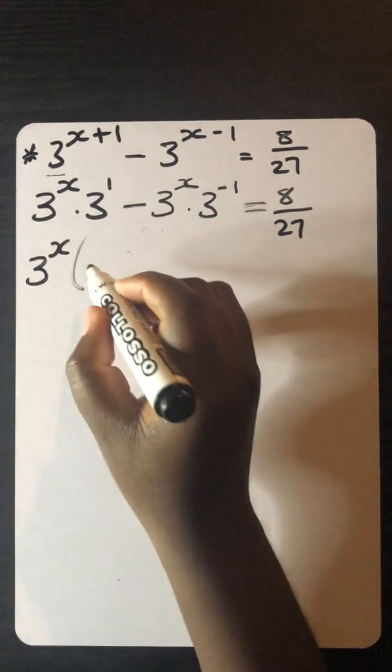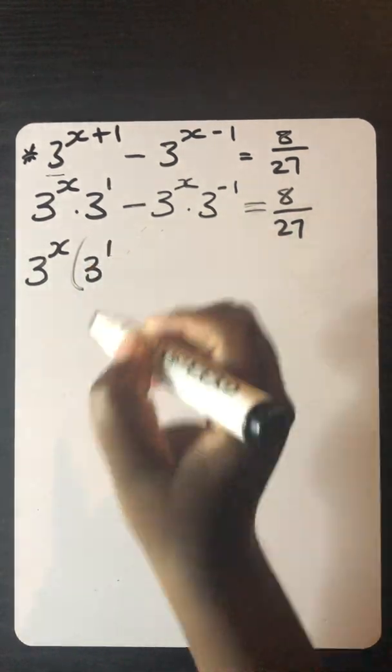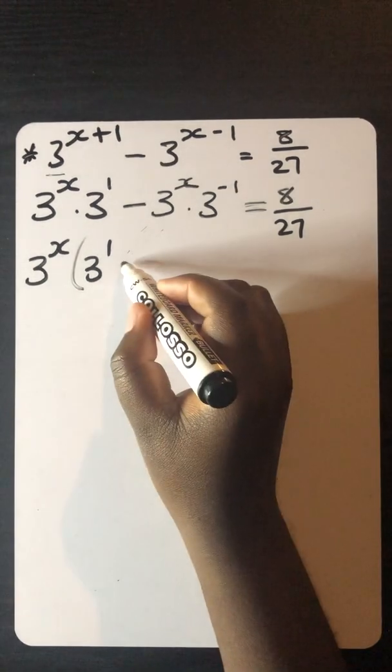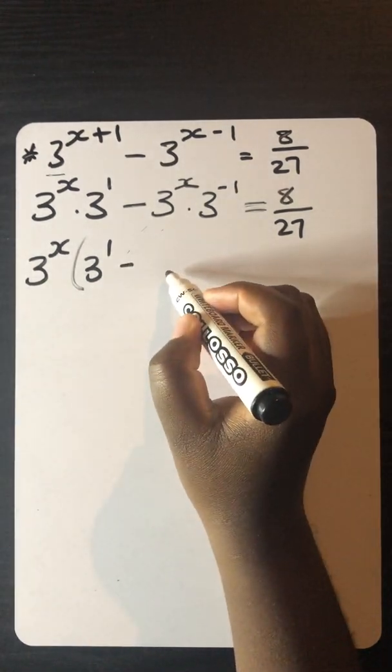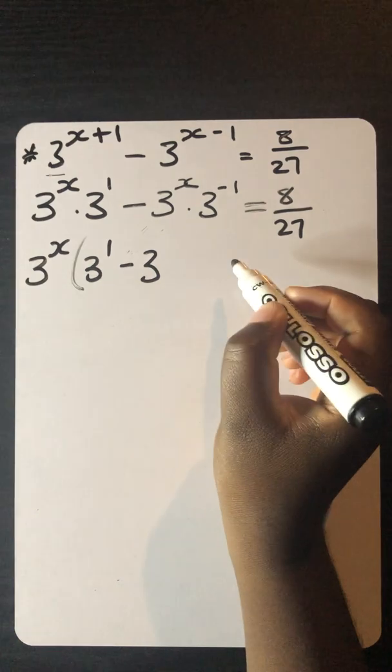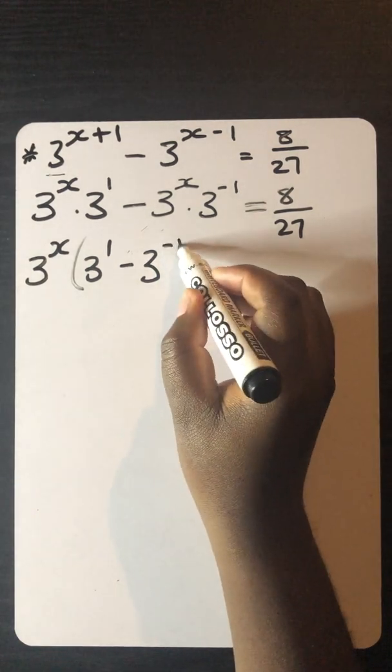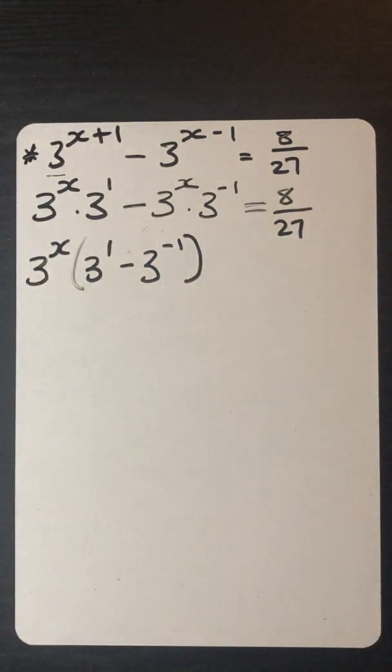So ladies and gentlemen, we remain with 3 to the exponent 1 minus 3 to the exponent negative 1. Okay, so I'm just not sure if we are all on the same page, but I assume so far it makes sense.